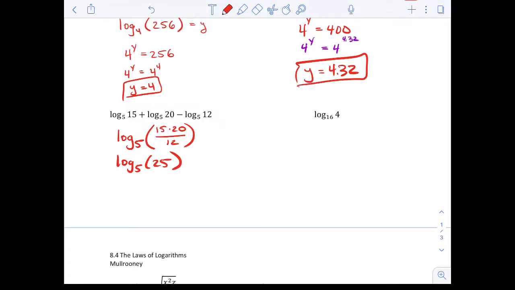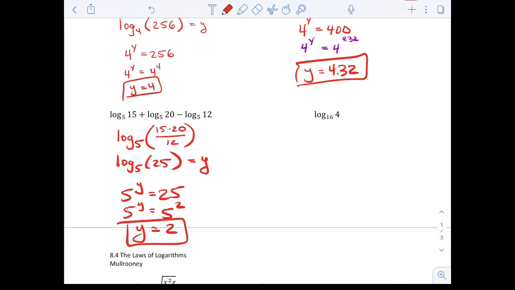Log base 5 of 25. Now I want to evaluate this. So let's suppose I'm going to call it y, whatever I evaluate it as. So that's 5 to the power of y is equal to 25. I get common bases. 5 to the power of 2 is 25, so I know y must be equal to 2. And we'll keep going here.